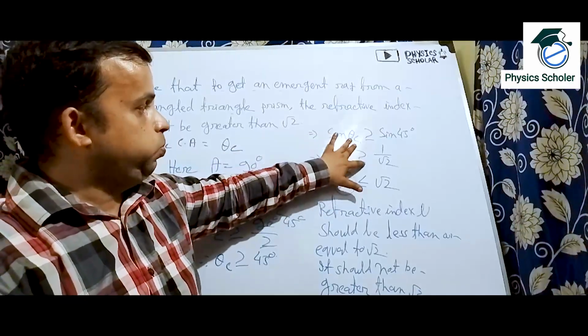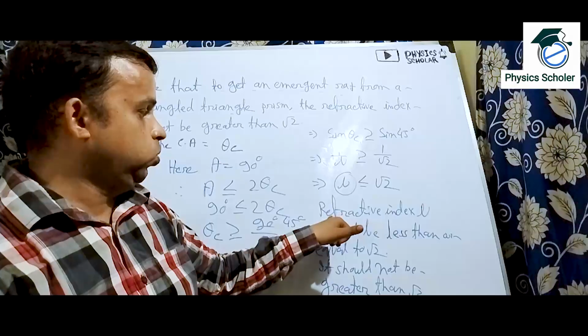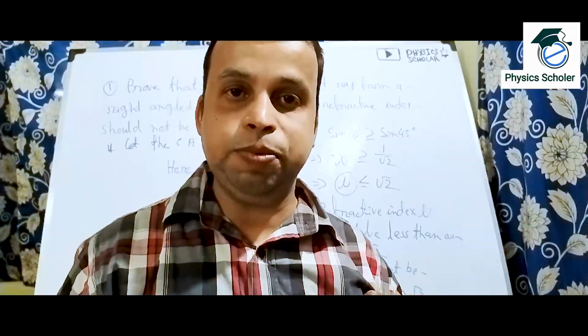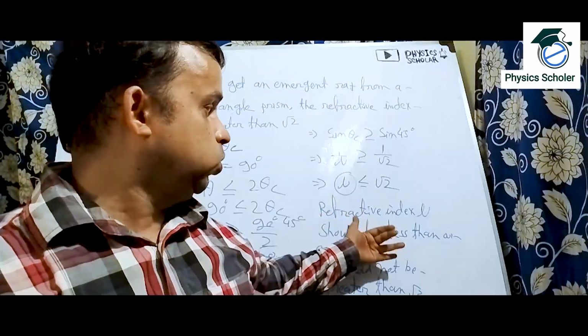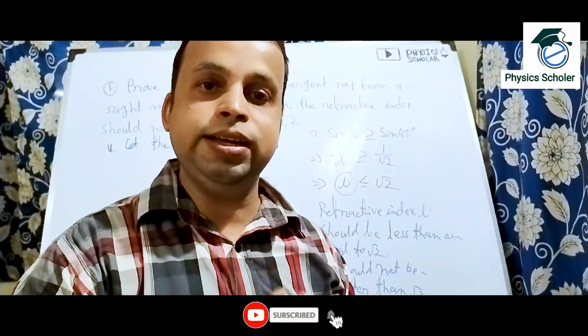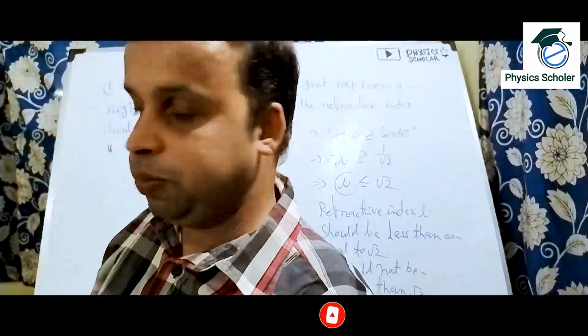So 1 by mu should be greater than or equal to 1 by root 2. So mu is less than or equal to root 2. Mu is nothing but the refractive index of the prism. So the value of the refractive index should not be greater than root 2, or it should be equal to or less than root 2. Okay. So now moving to the next numerical problem.